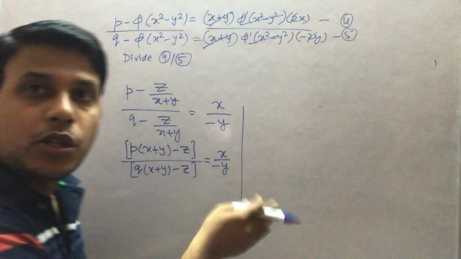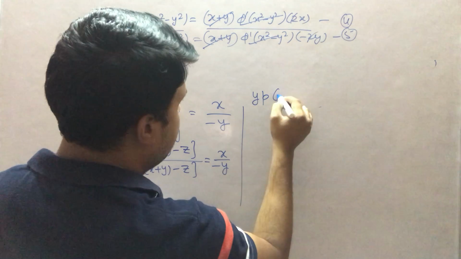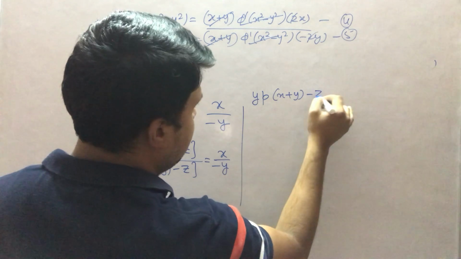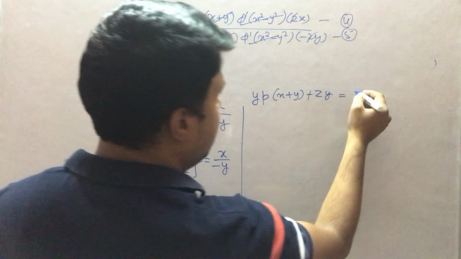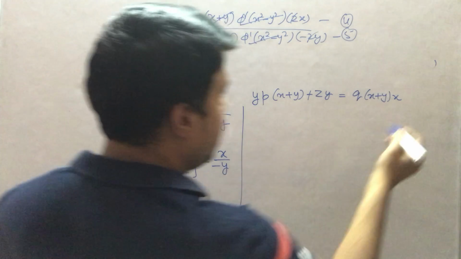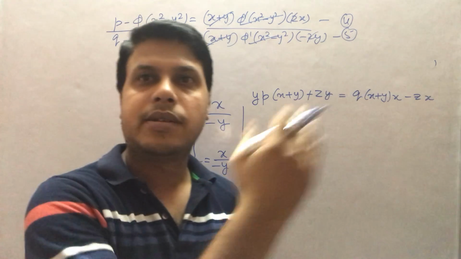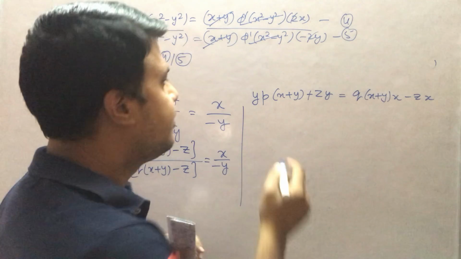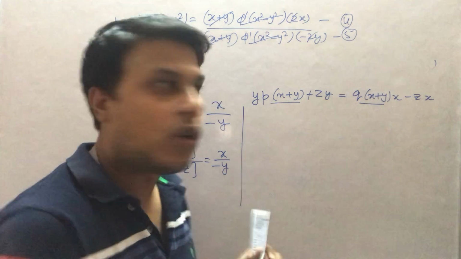now we are going to cross multiply, taking all the terms to the single side, the left hand side, and taking x plus y as common.